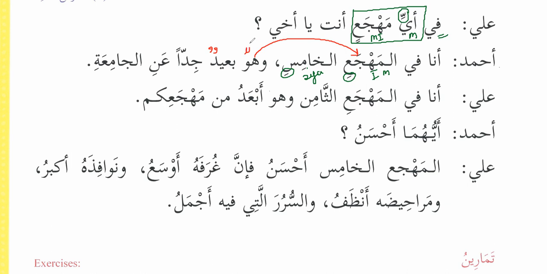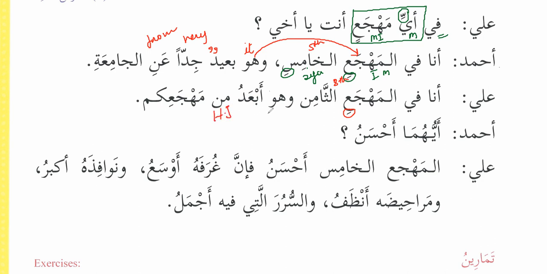Anil jamiati, from the university. أنا في المهجع الثامن, eighth, number 8 dormitory. This was 5th. So خامس, ثامن, these are all first, second, third, fourth, fifth, just like that. وهو أبعد من, there is a harf jar. So what kind of structure is this? Comparison. هو أبعد, coming from بعيد.